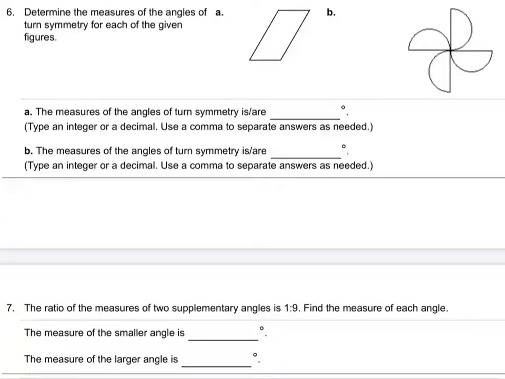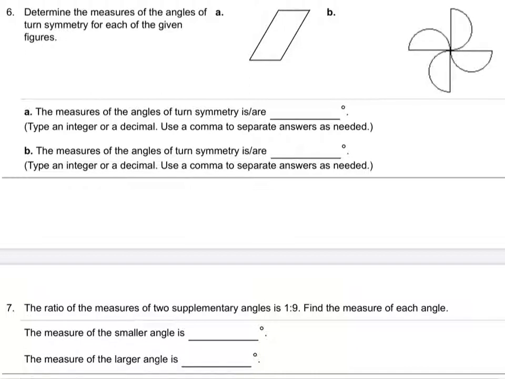All right, number 6. Determine the measures of the angles of turn symmetries. Remember, turn symmetry is how far you can rotate something to make it come right back onto itself. We only want angles less than 360, because any shape, if you turn it all the way around, will be back onto itself. We're not counting that. We're just counting angles less than 360.